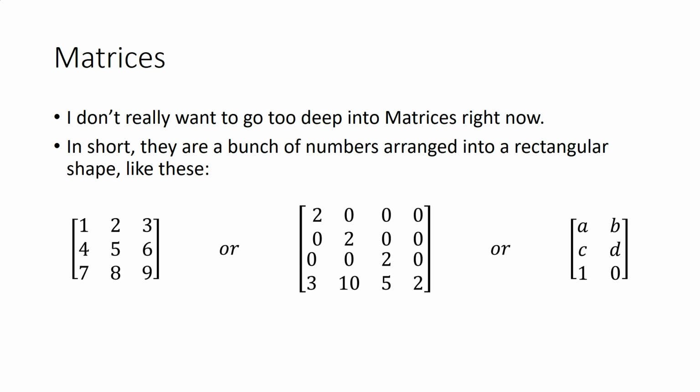So matrices, I don't want to talk too much about them yet. They look kind of like these. This is a 3x3 matrix over here. It's a 4x4 matrix. That's a 2x3 matrix. Each spot in the matrix is a number or a variable. And in XNA, we use a 4x4 matrix for pretty much everything.